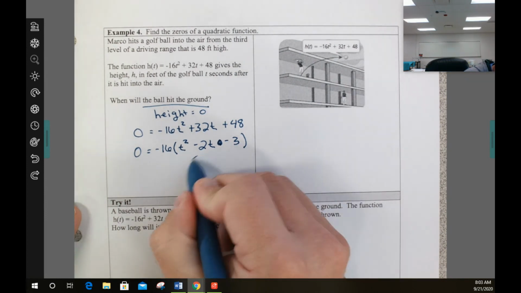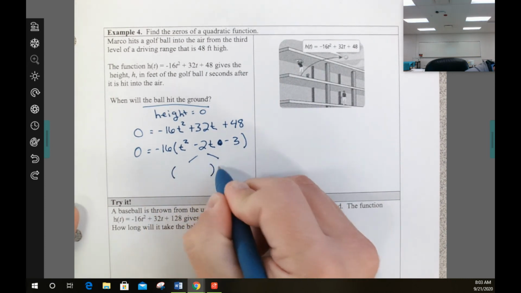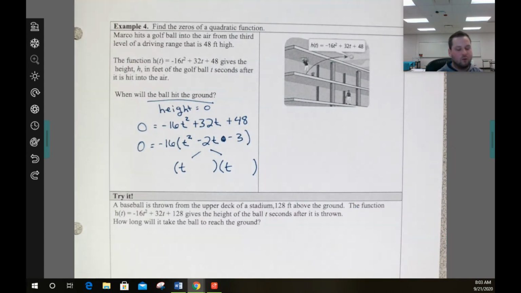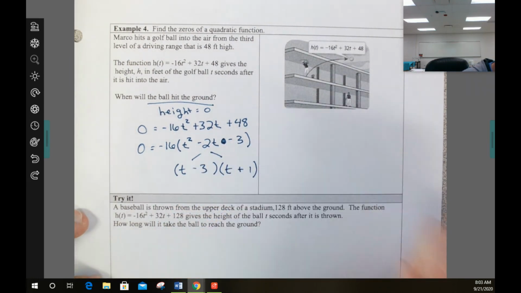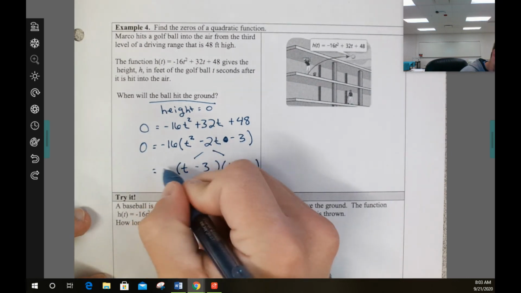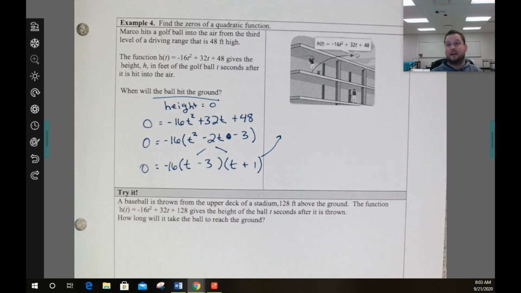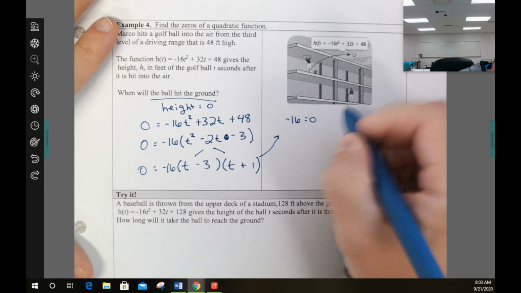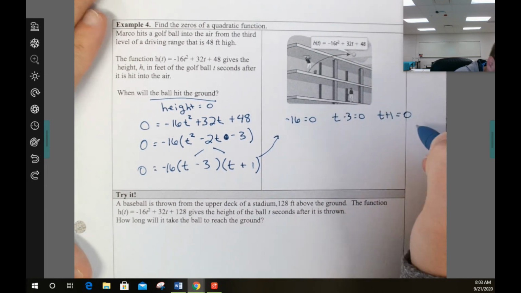From there, we go ahead and factor this down. Since it's 3 terms, we reverse FOIL it. So it would be t and t. Then we need to figure out what multiplies to give me negative 3, but adds to give me negative 2. That'd be minus 3, positive 1. Then we still have the negative 16 out front. Okay, we have it factored. From there, we set each of them equal to 0. So I have negative 16 equals 0, t minus 3 equals 0, t plus 1 equals 0.